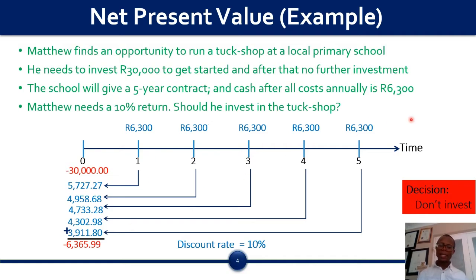I like the example we have here because it's very realistic. So we are going to say Matthew finds an opportunity to run a school tuck shop at a local primary school. He needs to invest 30,000 to get started. Then after that, no further investment requirement. The school will give him a 5-year contract, and the cash after all costs, net, is 6,300. Matthew needs 10% return, which is the discount rate. Should he invest in the tuck shop?